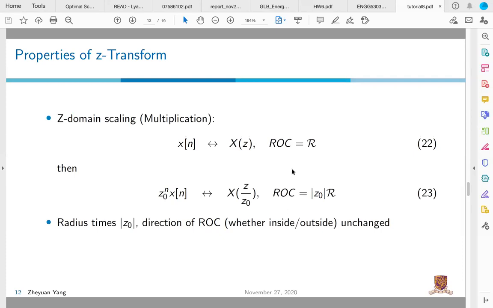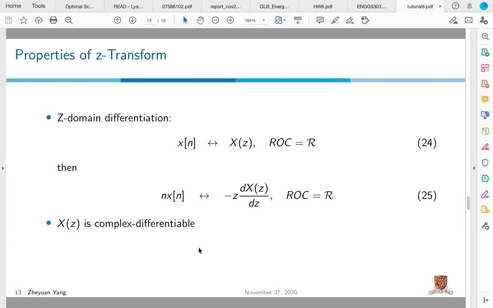We also have some operations in the Z domain. The first one is the Z domain scaling. In the time domain, it is a multiplication. So if we scale X(z) to X(z/z0), and also scale the ROC to the absolute value of z0 times r, we will have the signal in the time domain as z0 to the power n times x[n]. The ROC's radius is multiplied by the absolute value of z0, but the direction of it, whether it is inside or outside, is unchanged.